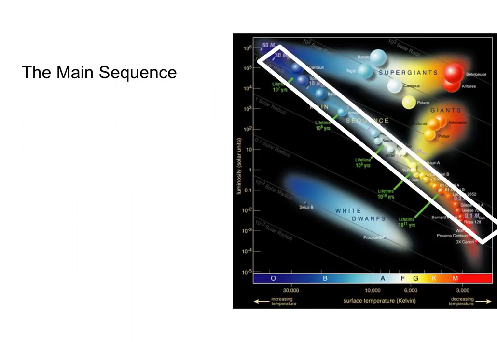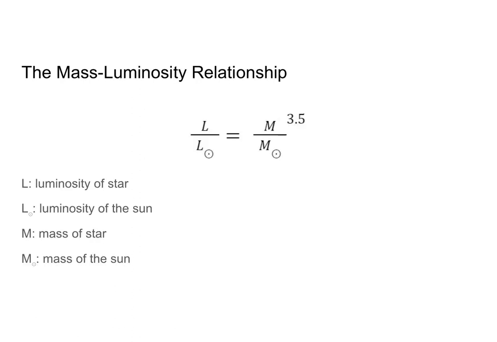As you'll remember, the main sequence is this stripe of stars going from the top left corner of the HR diagram down diagonally to the bottom right corner. This is where my young stars, the stars that are still fusing hydrogen into helium, are located on my HR diagram.